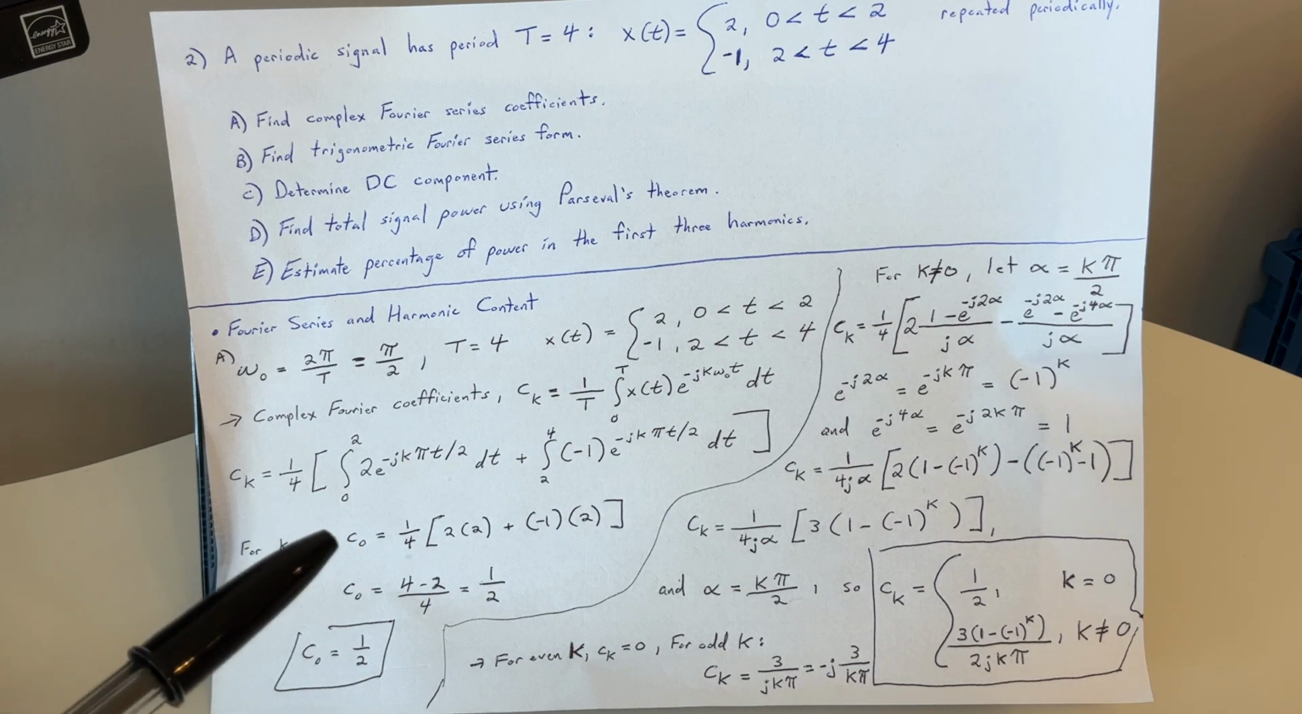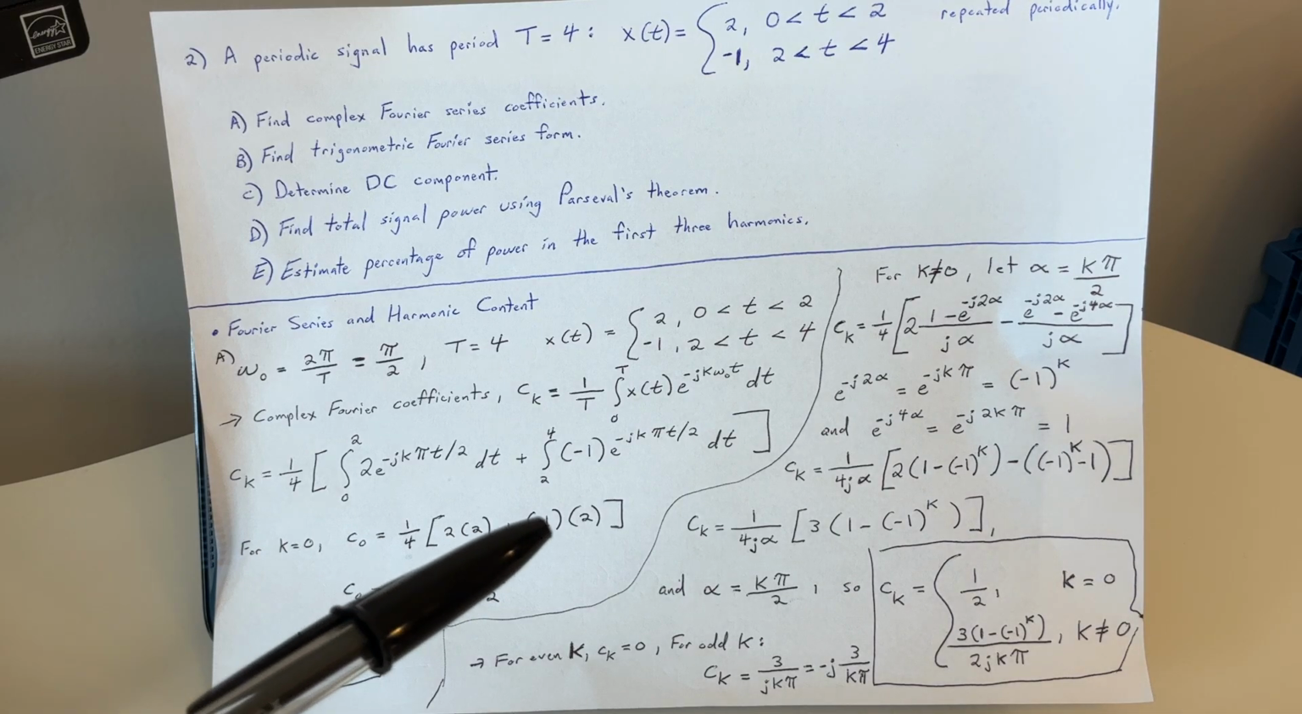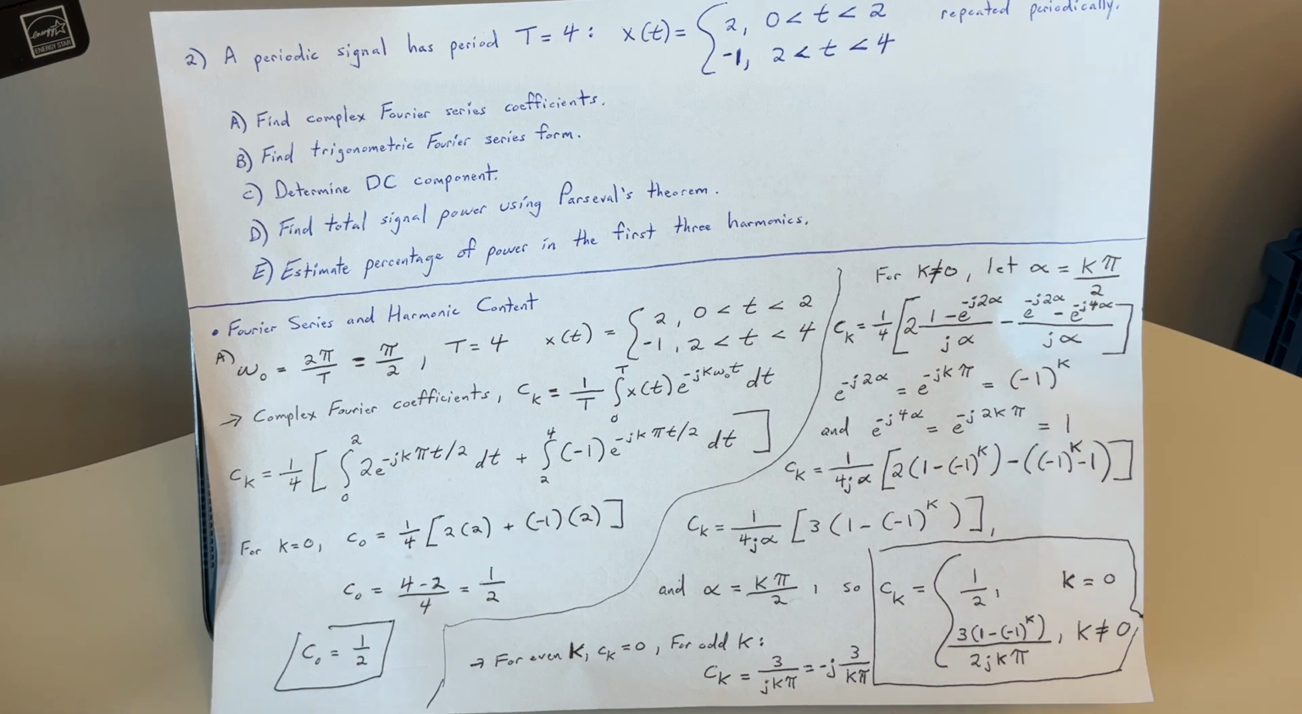For k equals 0, c naught equals 1/4 times 2 times 2 plus 1 times -1 times 2. So c naught equals (4 minus 2) over 4 equals 1/2. So c naught is 1/2.